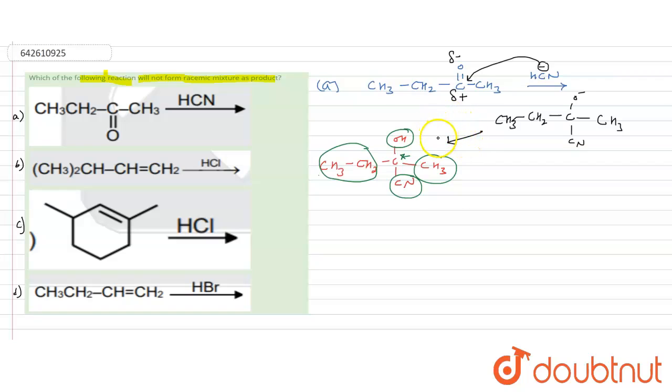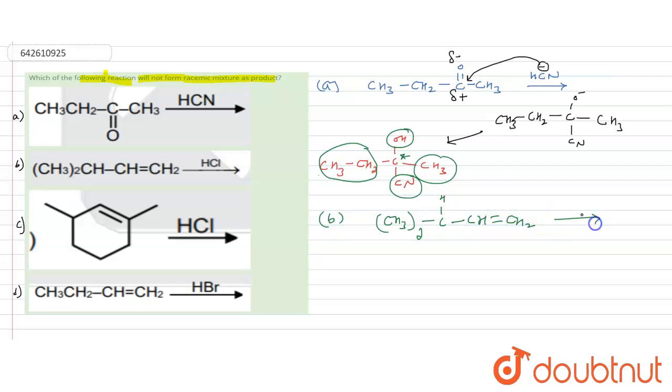So we have to find a reaction that will not form a racemic mixture. For not forming a racemic mixture, the central atom must be achiral. That means there should not be four different groups. So if I talk about B, that is (CH3)2CH with CH double bond CH2.